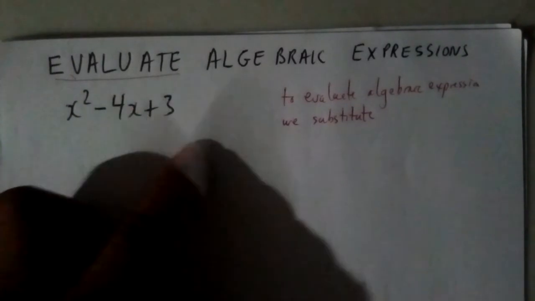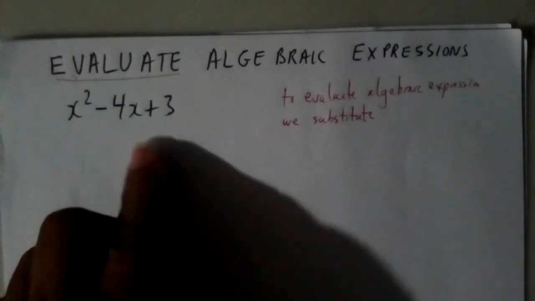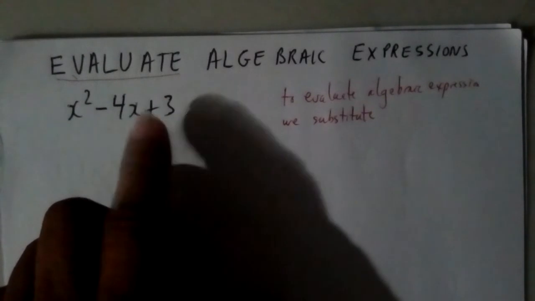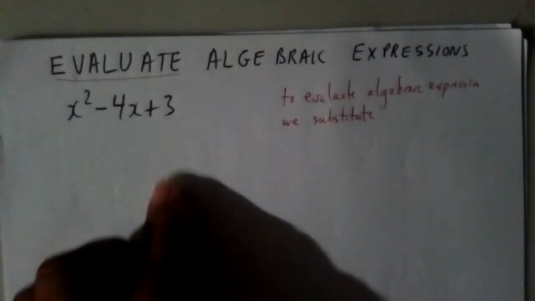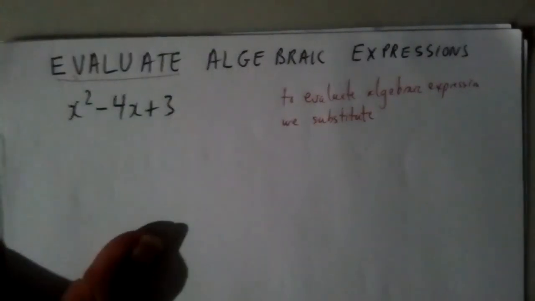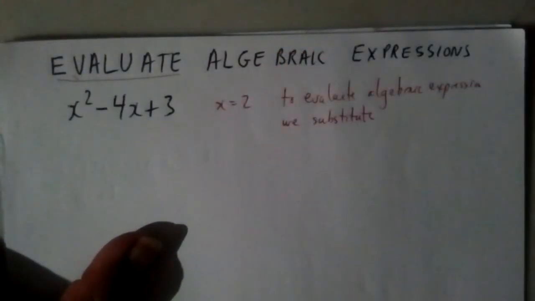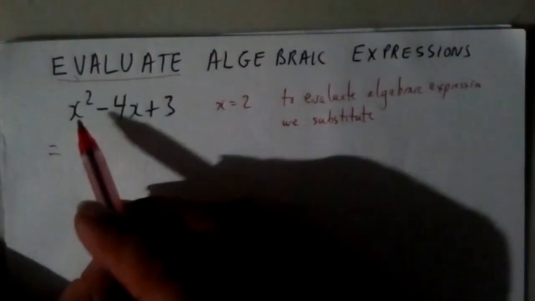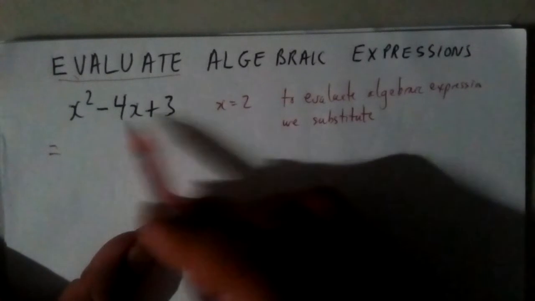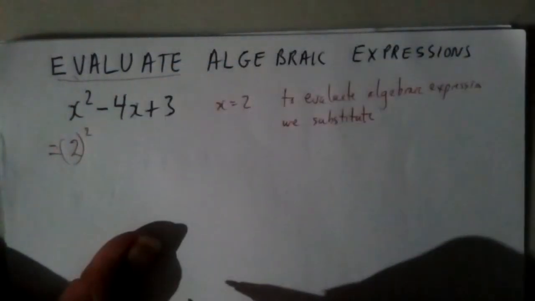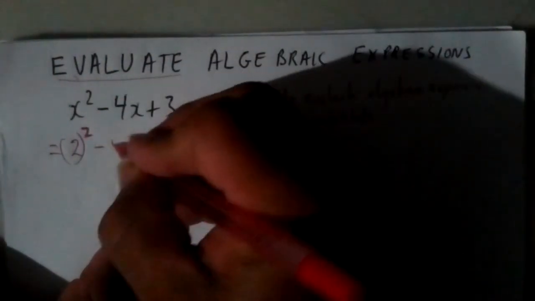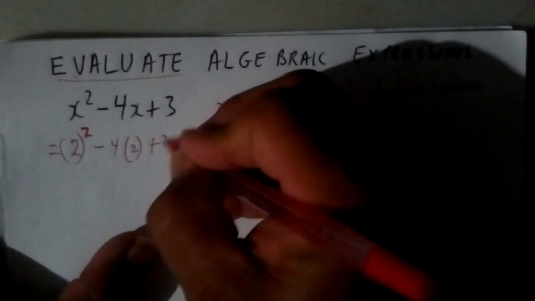Now, just because we are substituting, it doesn't mean that's it. We must remember the order of operations, or PEMDAS. All right, so let's work this out. Consider that x is equal to 2. Let's evaluate that. So for us to evaluate that, let's put it underneath. Wherever you see an x, you will put the value of 2. So we see x here, so we put 2 squared. My advice, put it in brackets, because it could have been a negative 2. Right, so we put minus 4 times 2 plus 3.